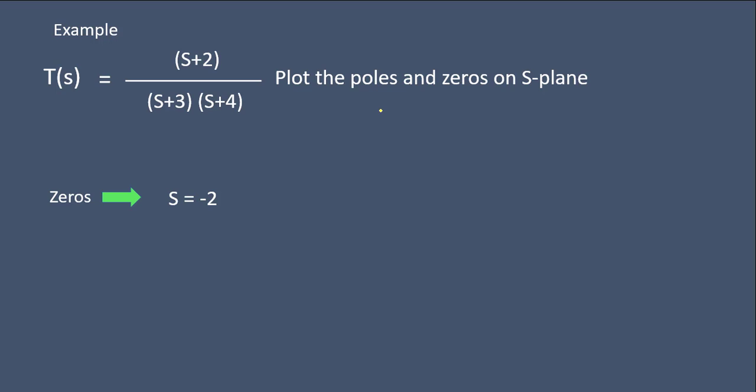We know the roots of the numerator are the zeros of the transfer function. So if you put s plus 2 equals to 0, you will get the zero at s equals to minus 2. Similarly, the roots of the denominator are the poles of the transfer function. So if you put s plus 3 equals to 0, you will get a pole at s equals to minus 3. And if you put s plus 4 equals to 0, you will get s equals to minus 4. In the last lecture, we have already discussed how to find the poles and zeros. If you have not seen the lecture, you can see the link in the I button.